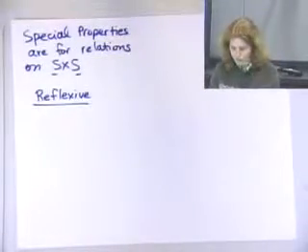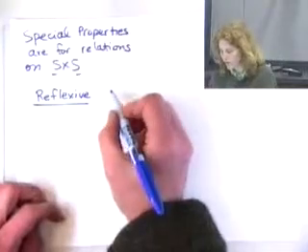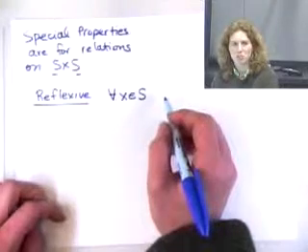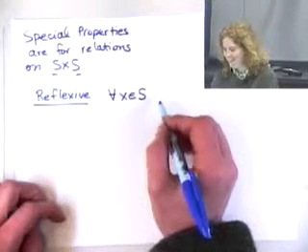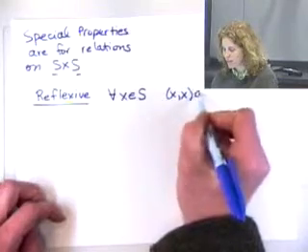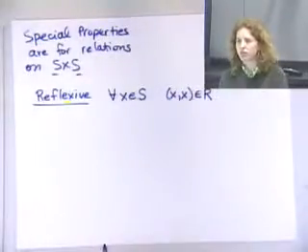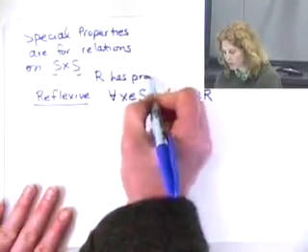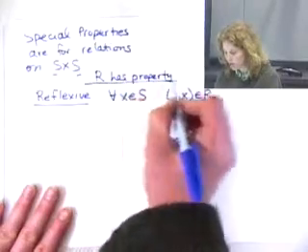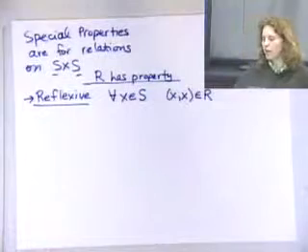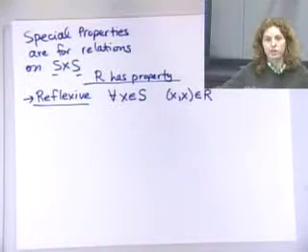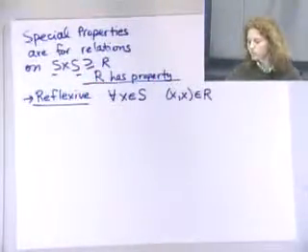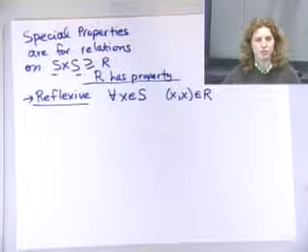A relation is reflexive if, for all x in S, here we go with predicate calculus, XX is in R. So I'm going to say, you know, R has a property if reflexive if, for all x in S, XX is in R. So R is in S cross S if XX is in R for every single element of S.